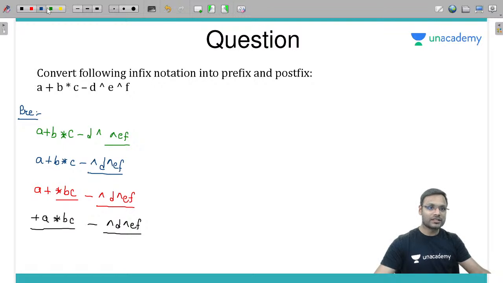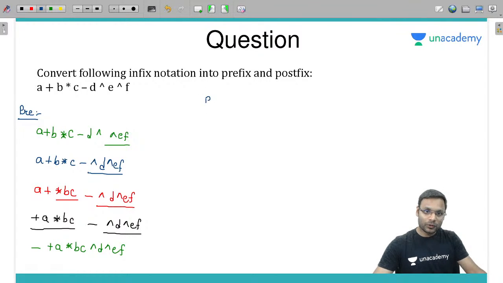Ultimately the final answer should be what? This operator will go first. First of all operator, then left operand, then right operand. This is your final answer. Let's go with the postfix notation now quickly.